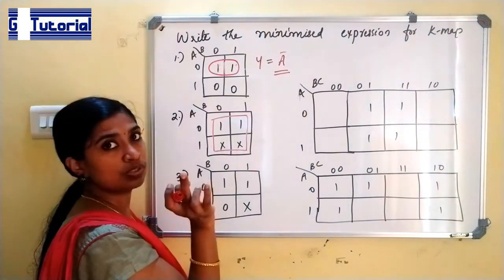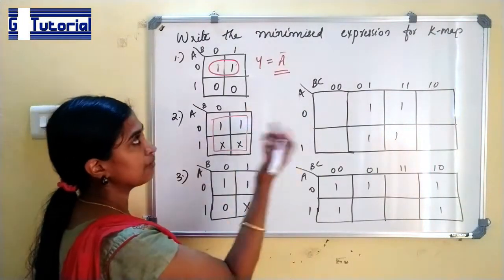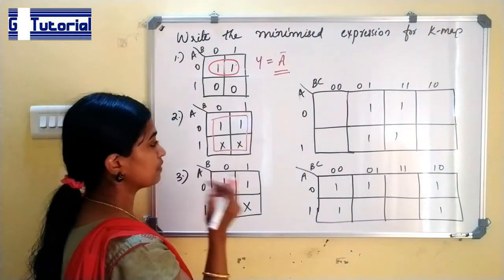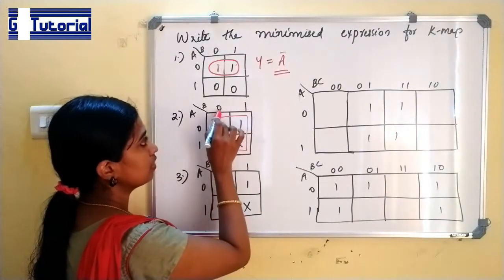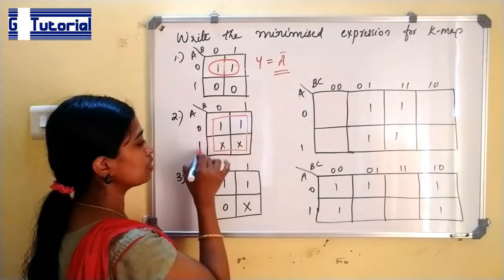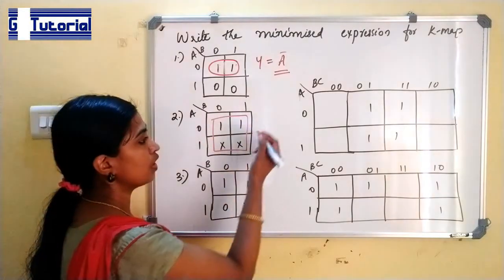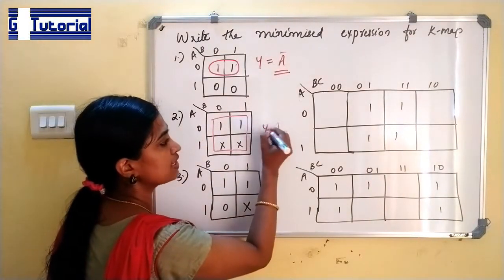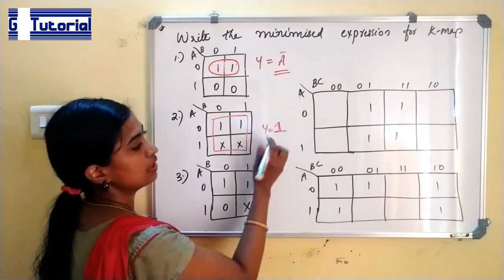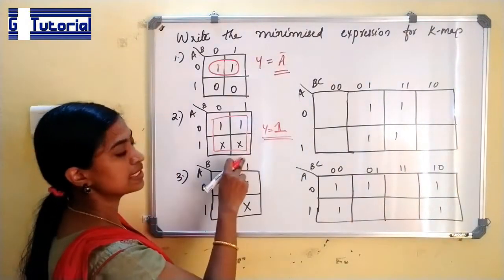It should be your choice. In that case, in this simplified minimized expression B changes from 0 to 1 and A also changes from 0 to 1. So the answer is just 1. Y is equal to 1. It is the minimized expression for this K map.